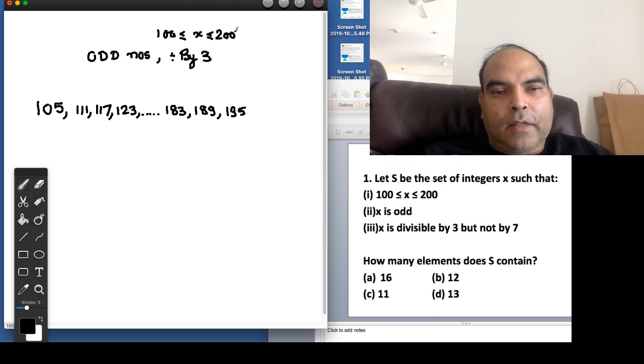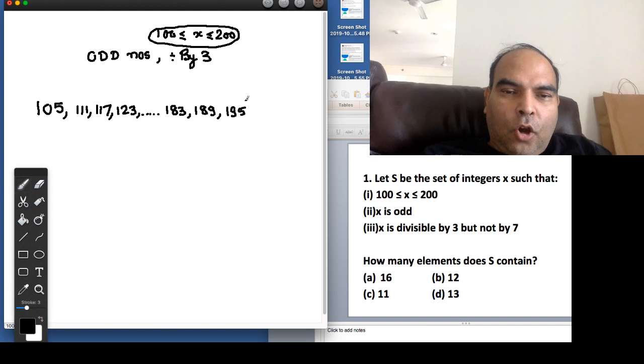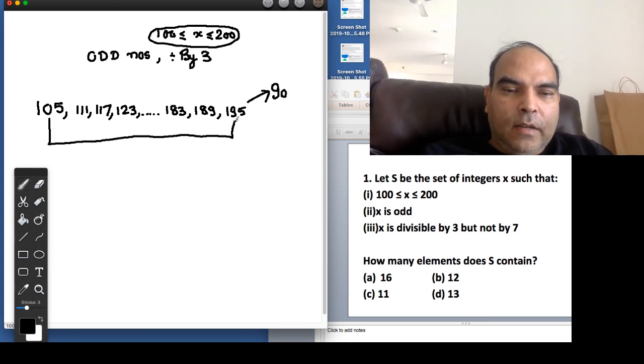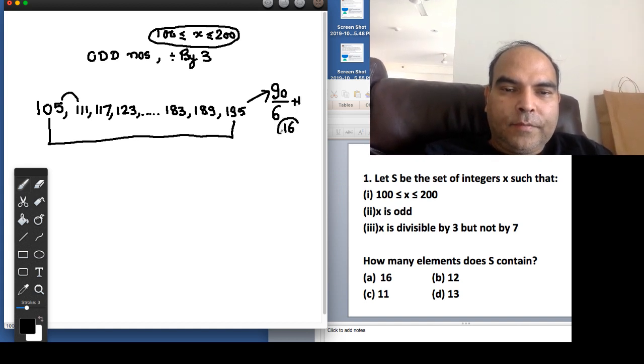We have created this list already. Again, how many terms are there in this? D divided by d plus 1. Capital D, the difference between the first and last numbers, is 90, divided by small d, the common difference of this AP, 6, plus 1. There are a total of 16 terms in this AP.